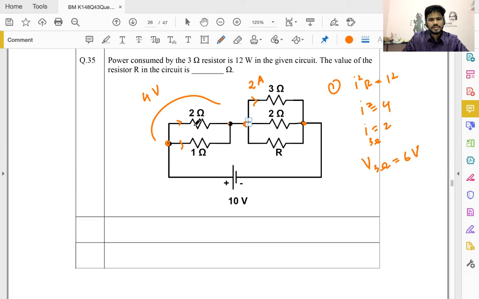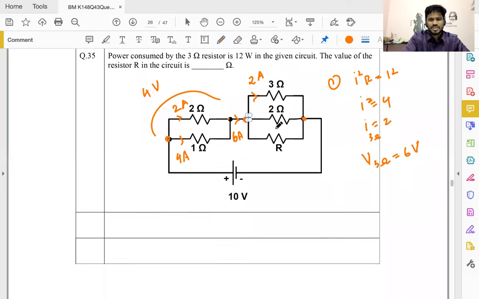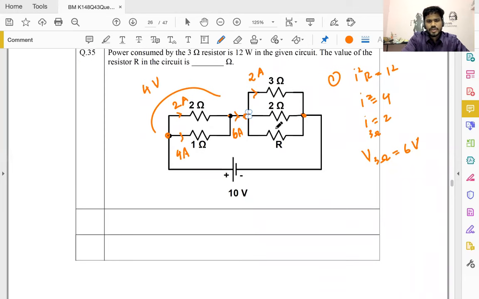This is 4 volts. The current here, the current here, this is V by R. So this is 2 amps. And this is 4 amps. So the total current here is 6 amps. So now this is a matter of current division. Whatever you do, the total current entering, 2 amps is entering. So what should be this R? You could quickly do that.